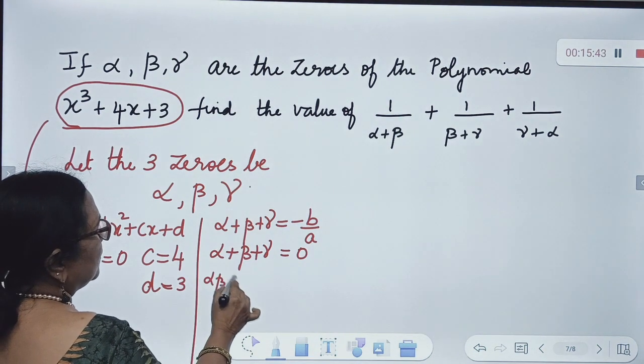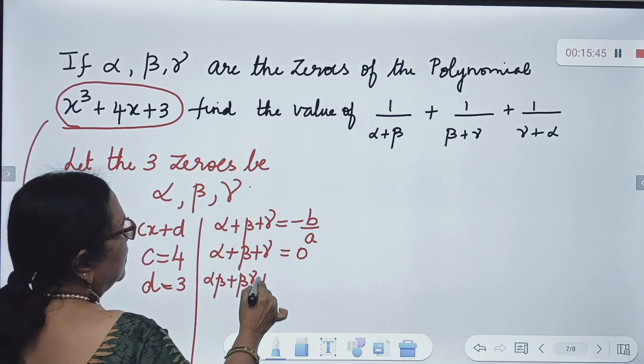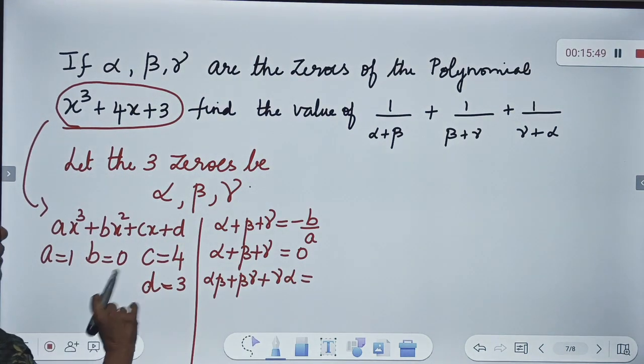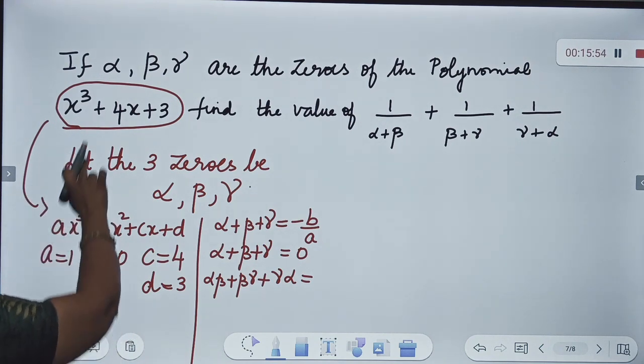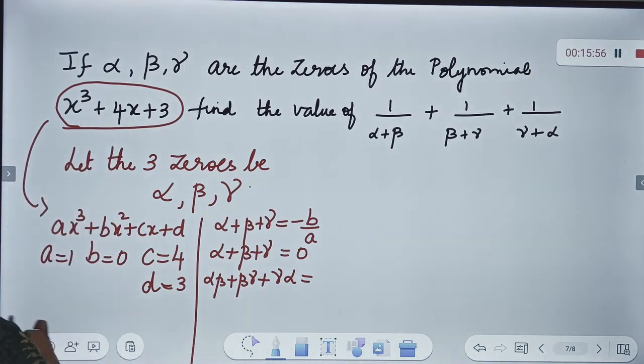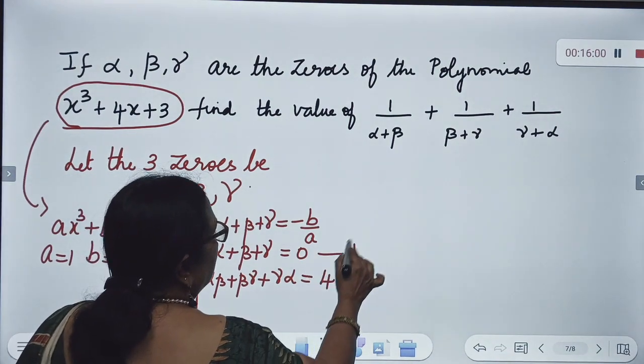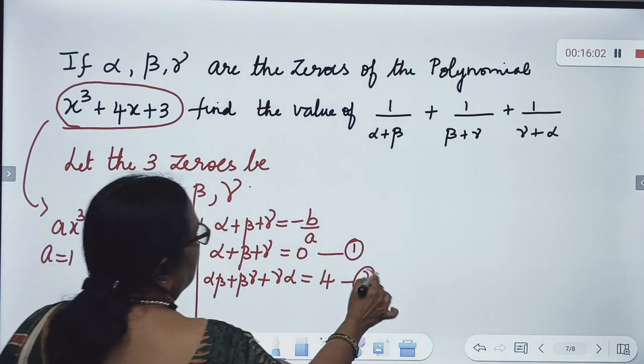Alpha beta plus beta gamma plus gamma alpha, which is the product of the roots taken two at a time, will be what? C by a. Here c is 4, so 4 by 1, which is 4. So we have two equations.